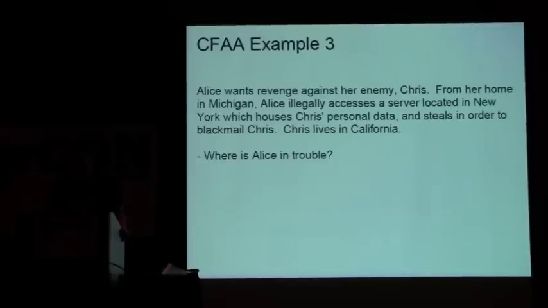So here's another example, and it brings up some new issues. Now Alice wants revenge against Chris for being fired. She's pissed off. So from her home in Michigan, Alice illegally accesses a server located in New York, which has some personal data of Chris's, and steals it in order to blackmail Chris. Chris lives in California. Now, I'm not asking if Alice did something bad, because yeah, she totally did. You can't hack into a computer and steal stuff and try to blackmail someone and think it's not a crime. That's a crime. But where is she in trouble is the question. What states and or what part of the government is going to be mad at her?